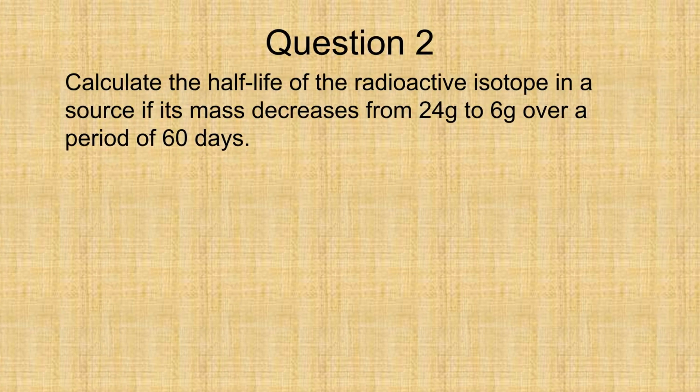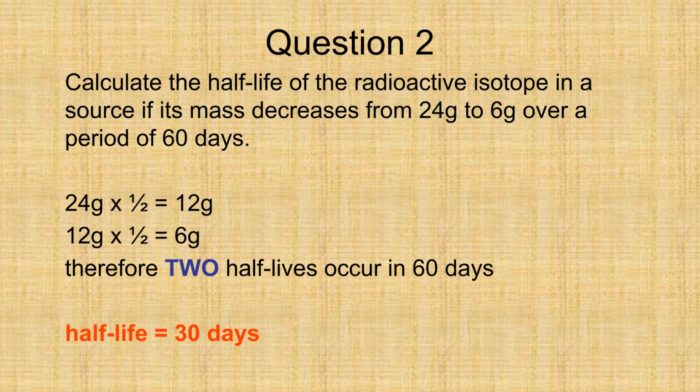Question 2 asks for the half-life of an isotope whose mass decreases from 24 grams to 6 grams over 60 days. This indicates that 2 half-lives occurred in 60 days. Since 2 half-lives occurred in 60 days, the half-life of the radioactive isotope is 30 days.